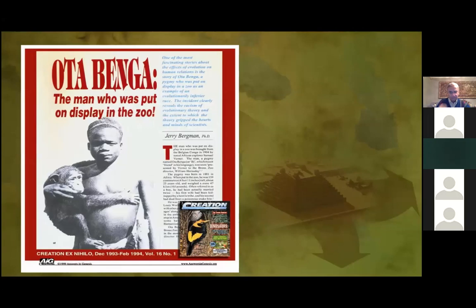Right. Let me tell you about the effect of the idea of evolution, that we came from apes, how that affected people and affected their understanding of how they treat each other. Let me tell you about a chap called Ota Benga, and you can read about Ota Benga on the internet.